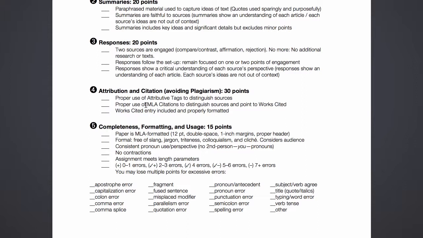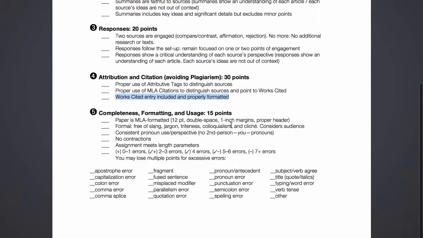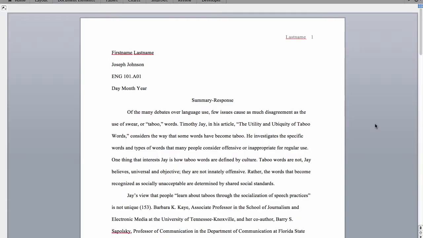So whether you're quoting or paraphrasing, you should have proper attribution that shows where sources and ideas came from, and then you should use proper citations that correspond to your works cited. The works cited entry is included as well. And then this is familiar stuff with you, how it's formatted and your use of particular problem areas. So now let's take a look at the assignment and a sample assignment and walk through this just a little bit. Okay, here's the sample summary response that's available to you.